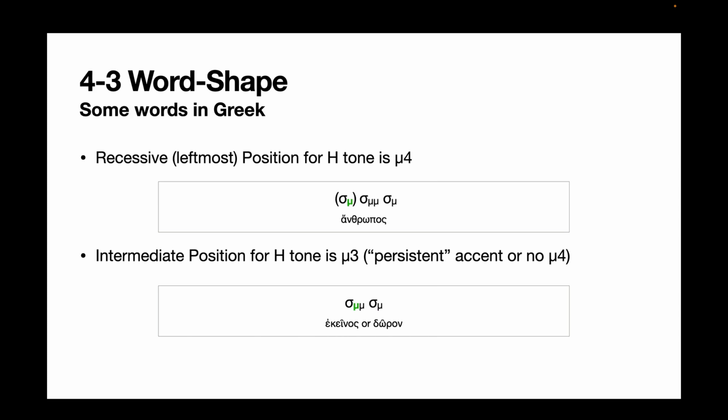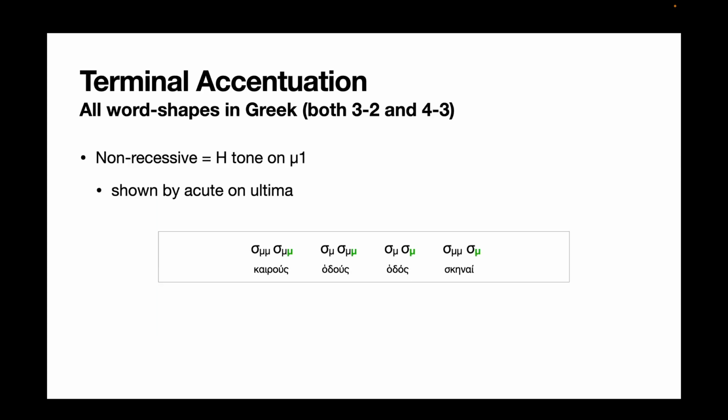4-3, you can probably guess the recessive position is at mora 4. Again, notice I've got to add another syllable here to get us to mora 4 in anthropos. And intermediate position is always 1 mora to the right of recessive position. So if recessive is mora 4, then intermediate is mora 3. And again, that's for persistent accents or words that don't have mora 4. I've given you an example of each there, ekeinos and douron. And that's basically it.